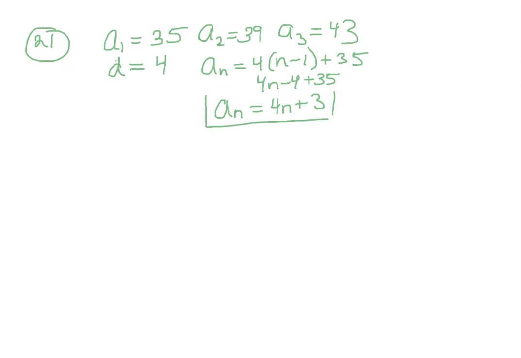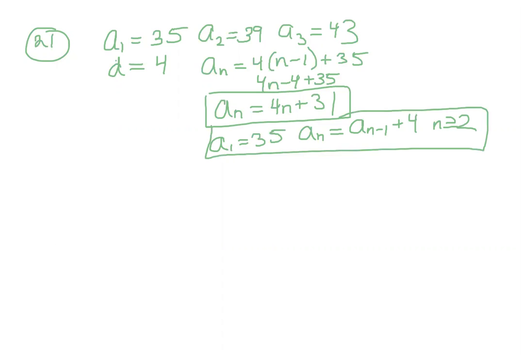That is our explicit. And our recursive is going to be A1 equals 35, AN equals AN minus 1 plus D for n greater than or equal to 2. And that is our recursive right there. All right, that was pretty simple. Now let's look at 22.